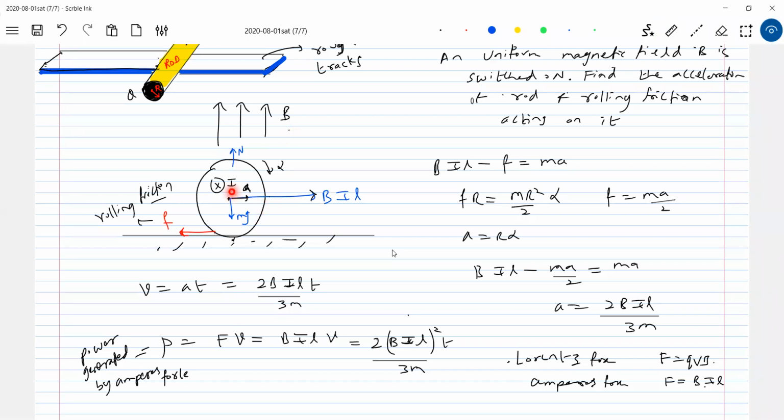This current I is from some other cell which maintains the current in the rod. There should be some agent who produces this field. That agent is generating the power. Any energy-related questions can be asked, so you have to be very careful and trace out all the things here.